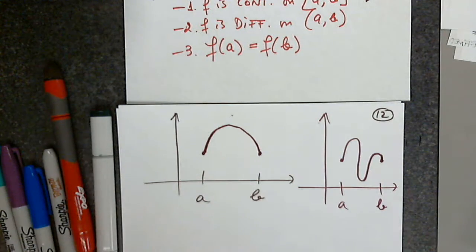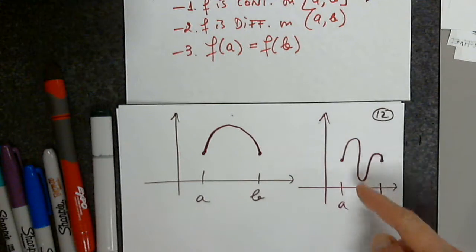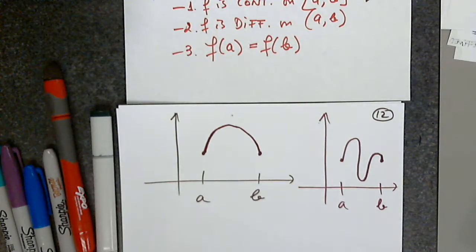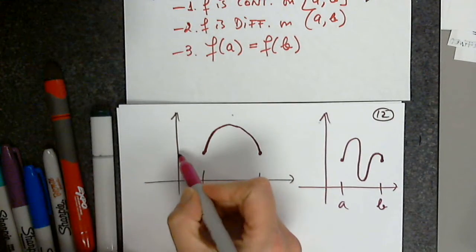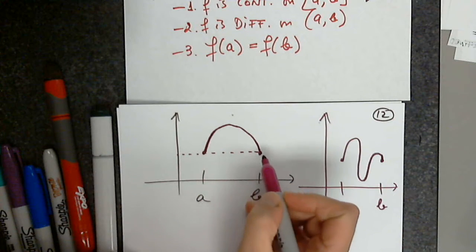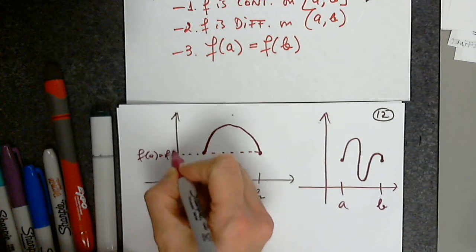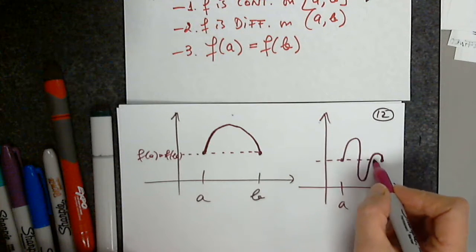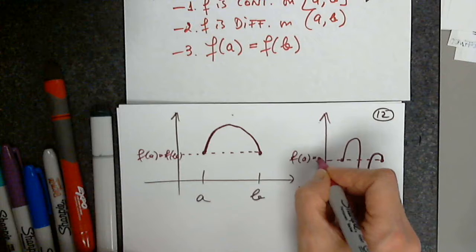Is this function differentiable on (a, b)? Remember, a differentiable function requires no cusps or corners, no discontinuities, and no vertical tangents. Both functions are differentiable everywhere between a and b. Let's check whether the third condition is fulfilled. Of course, I drew it like that. So f of a equals f of b.